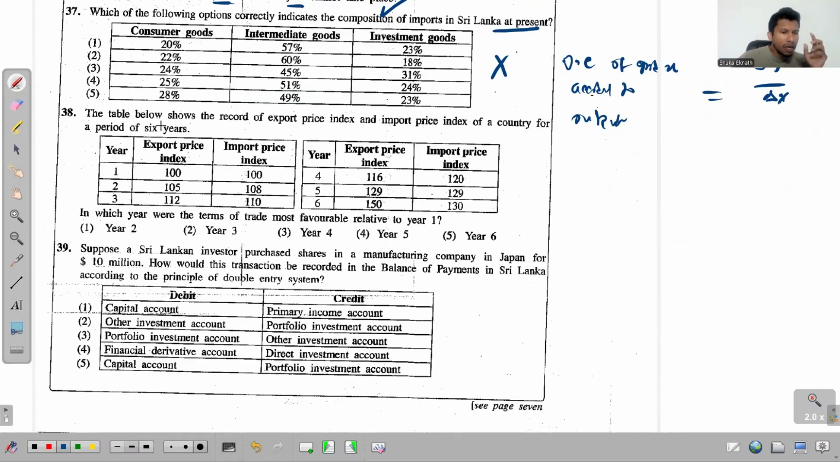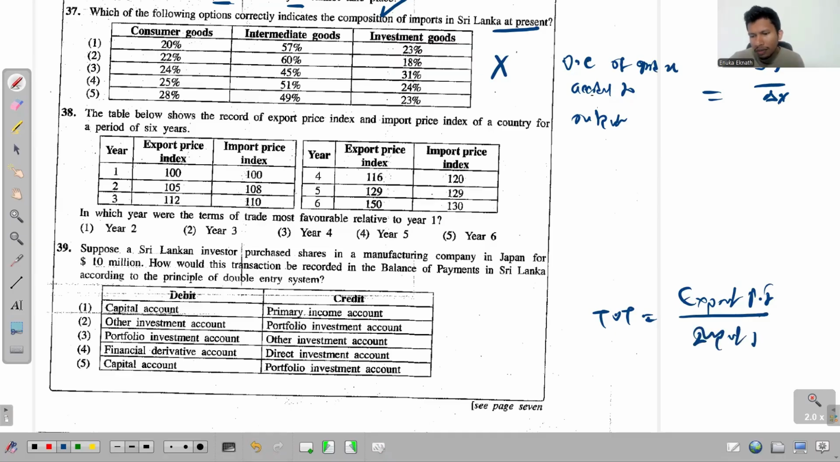38. The table below shows the record of export price index and import price index of a country for a period of 6 years. Okay, so we have 3 years in this first table, the last 3 years in the second table. And what do they ask? In which year were the terms of trade most favorable relative to year 1? Okay, so we have 6 years. So if I show you the equation of calculating this terms of trade, it is simply export price index over import price index multiplied by 100.